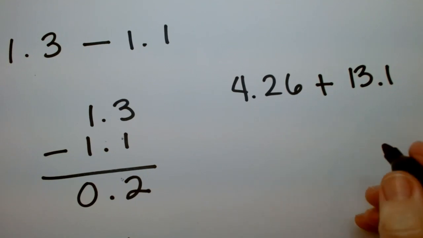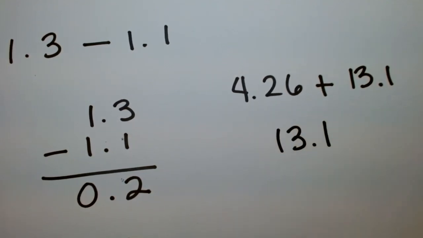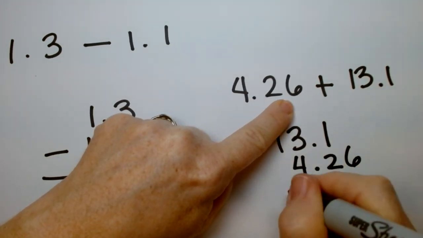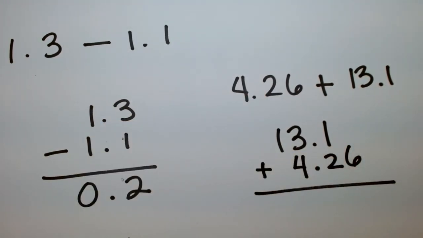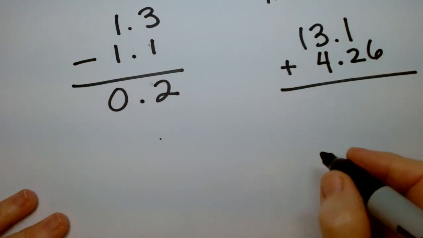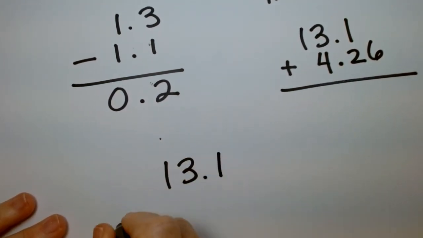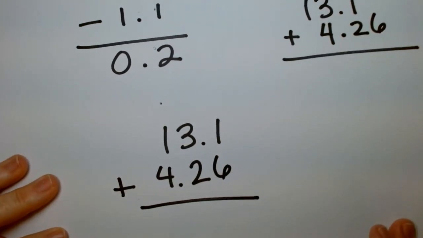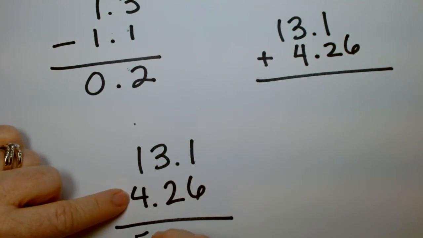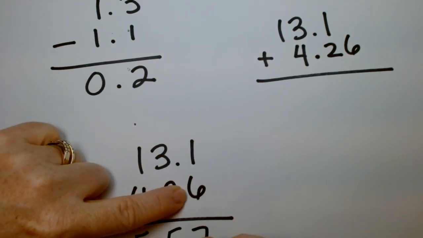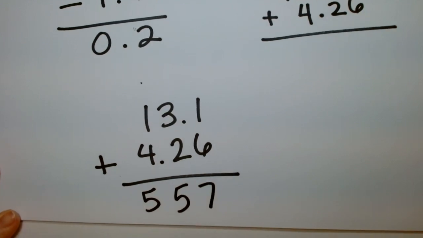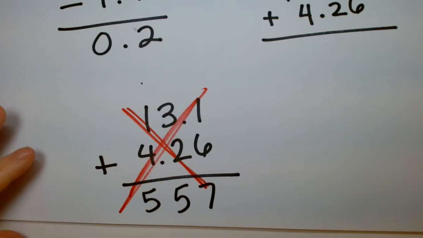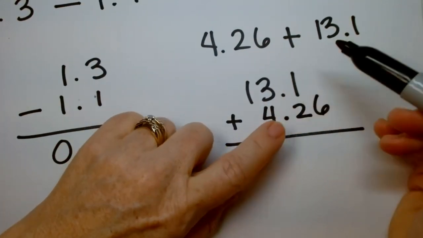Okay, let's do that. So 13.1, and then we put the decimal point down, and then you just expand the number on both sides. Do you see how if I had gone 13.1 plus 4.26 the other way, I would get a totally different answer? This is a 5, and this is a 5, and this is a 7, and I have no idea where the decimal point goes, right? So that is a big fat no, don't do that. Line up the decimal point, and then you can start adding.